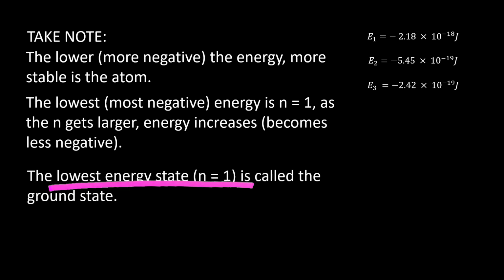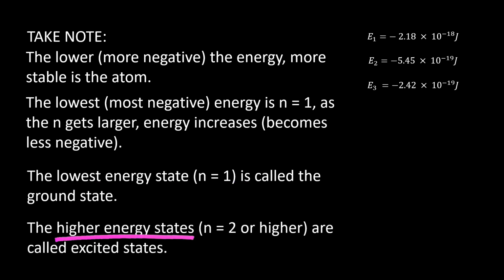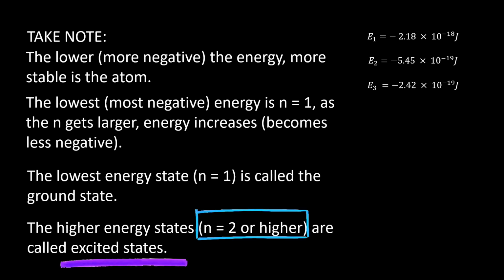The lowest energy state, n equals 1, we also call the ground state. And the higher energy states refer to n equals 2 or higher, and we call those excited states.